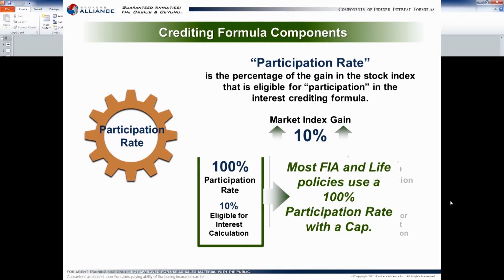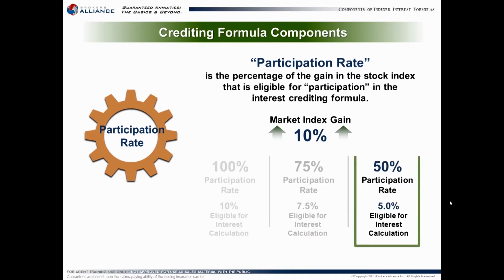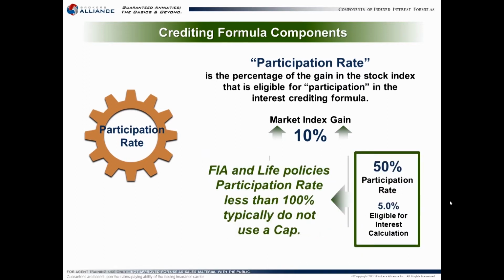Now, the majority of fixed indexed annuities and fixed index life policies use a 100% participation rate, typically with a cap. But they might also use a spread instead of a cap. We'll look at those next. If a product uses less than a 100% participation rate, in the example on the screen of 50%, they typically do not use a cap.